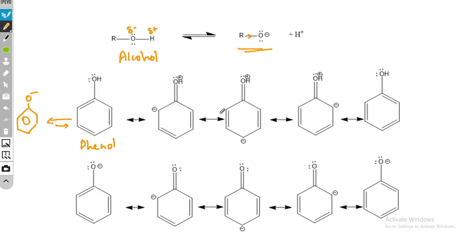If you draw the resonating structures of this phenol molecule, you can draw many resonating structures like this. But you can see that the resonating structures 1 and 5 are electrically neutral, so there is no charge. But in structures 2, 3, 4 you can see two charges, a positive charge and also a negative charge. Any resonating structure which has a charge separation is not very stable.